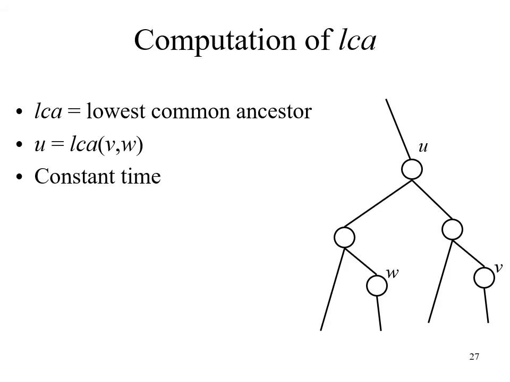Okay. Next, I want to compute suffix links, and to compute suffix links, we use LCA. Let's recall this. LCA is the lowest common ancestor between two nodes. The LCA between V and W is this node. This is a common ancestor and the lowest, or nearest. And this is done in constant time, as you know.